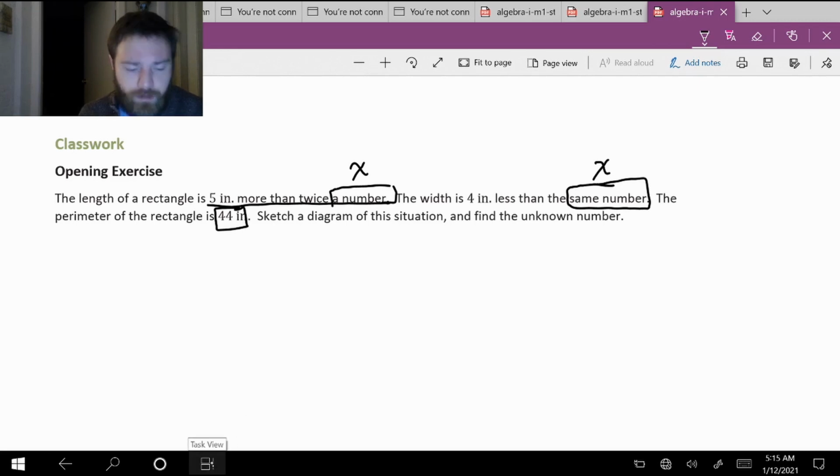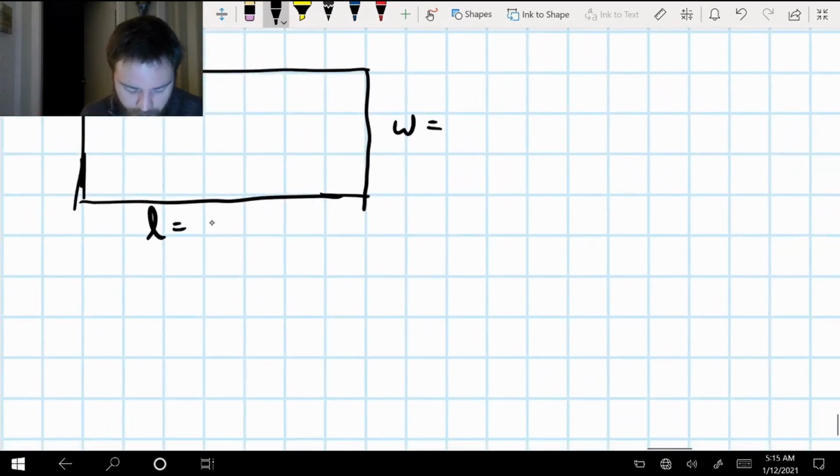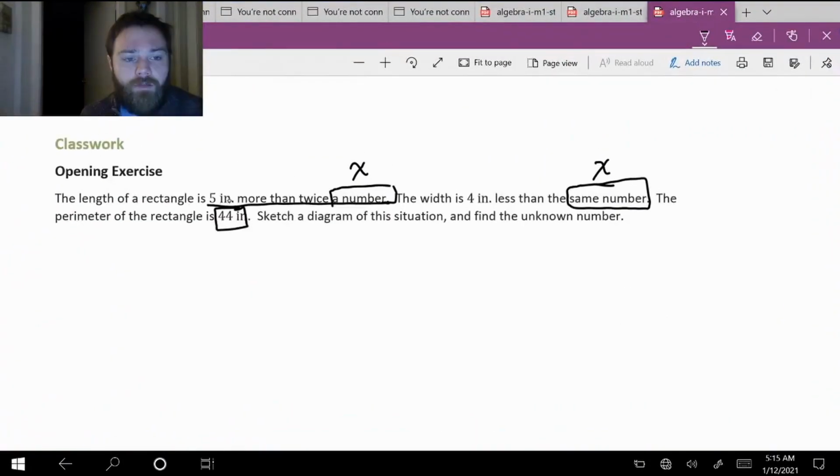Okay, so if I go back over here, what I've got is that the length is 5 more than twice that number. So 2x, and whenever we say more than, it's addition, okay? So even though it said 5 inches more than twice a number, right? You want to think about twice this number, so 2x, and then 5 more is addition, not multiplication. So it's saying it's adding 5 inches to it.